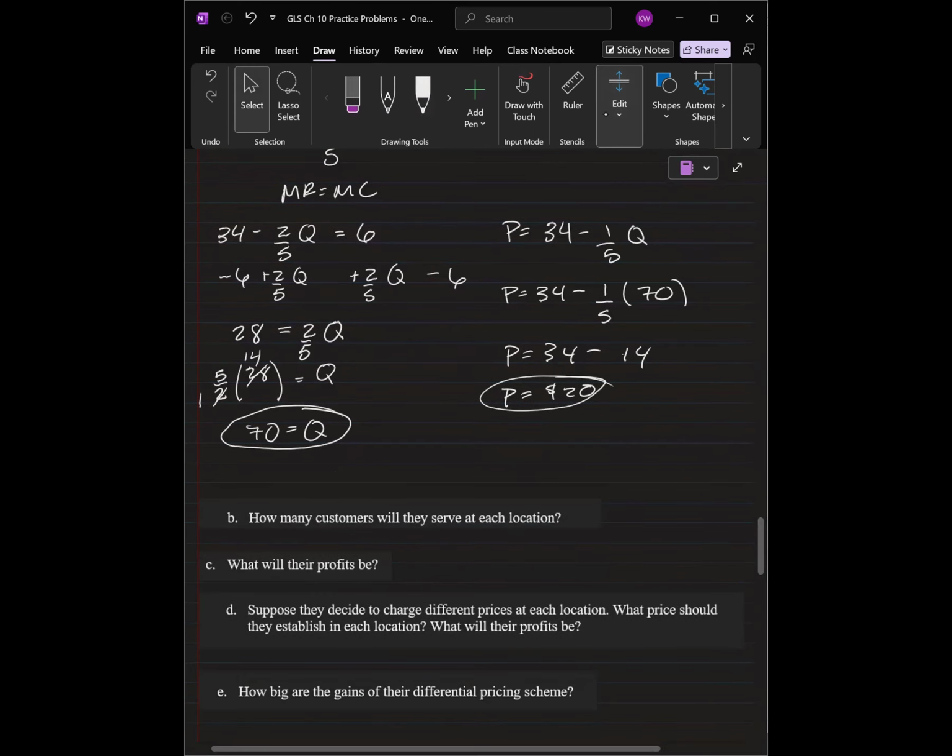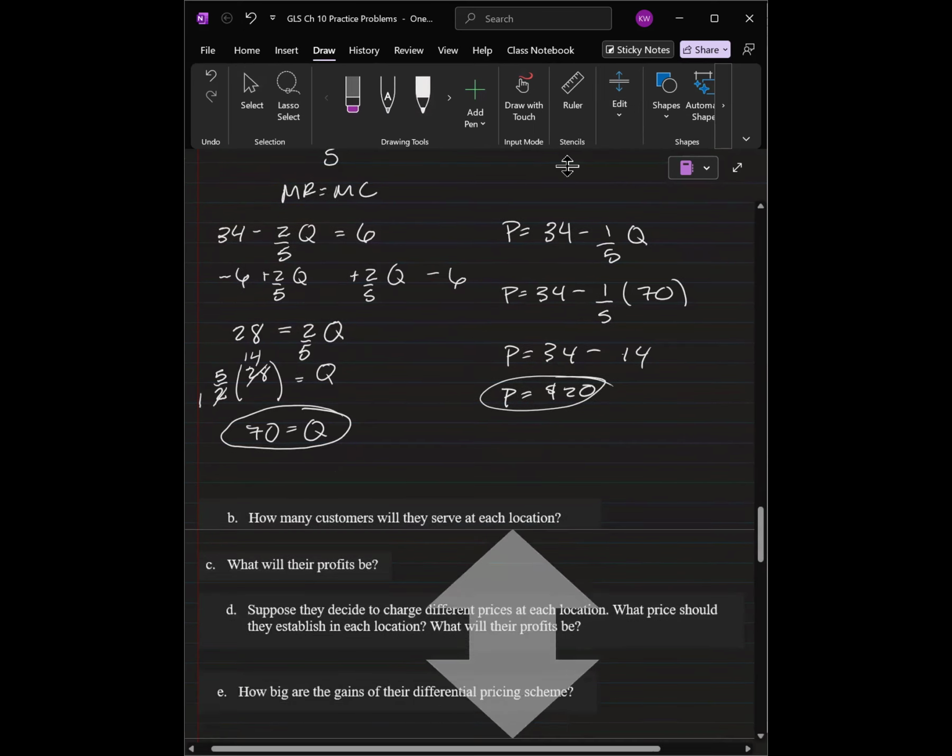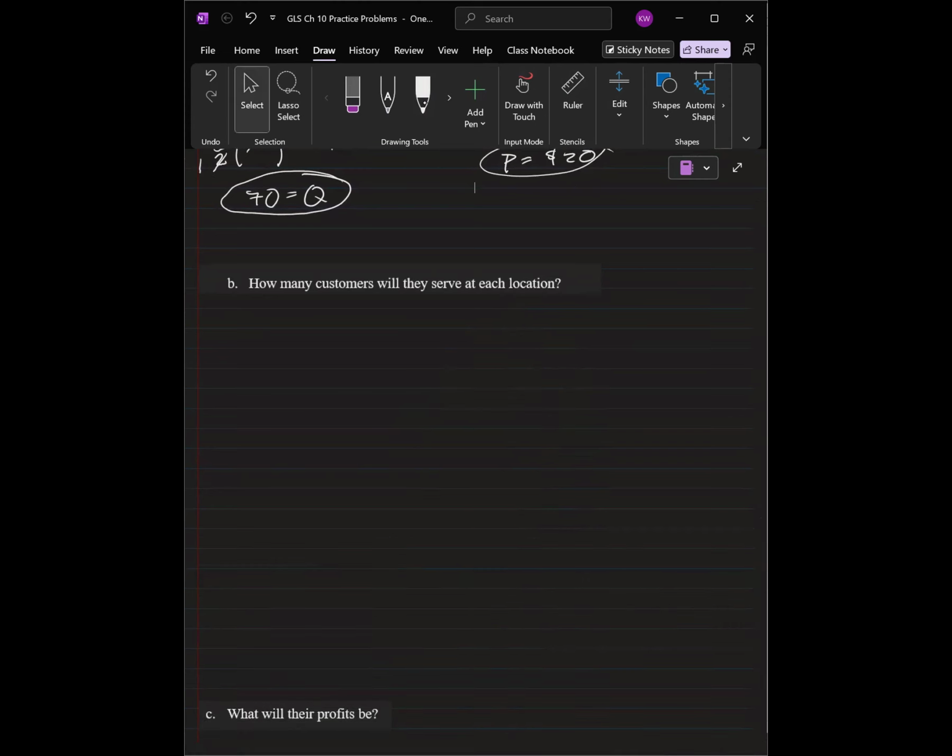Part B asks, how many meals will they serve at each location? We know in total they'll produce 70, but we want to know how many go to the French Quarter customers and how many go to the Uptown customers. So we're going to use the demands that we were given for each segment of the market. Uptown, we had quantity demanded equal to 50 minus the price. And in the French Quarter, we had 120 minus 4 times the price. We just substitute the price that we found into each of these. So quantity demanded Uptown is 50 minus 20, and in the French Quarter it's 120 minus 4 times 20.